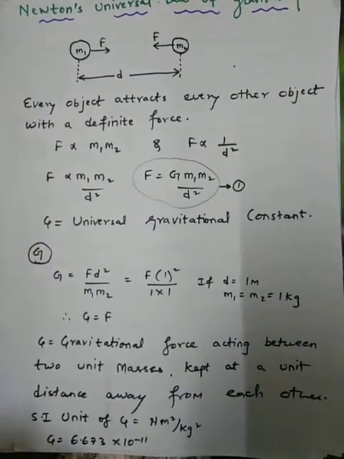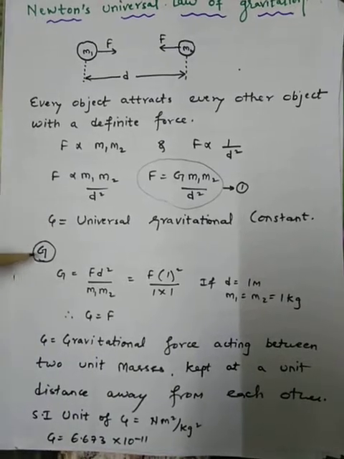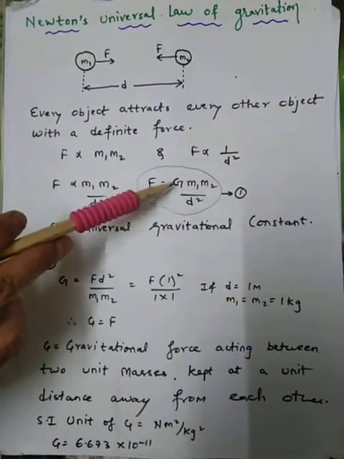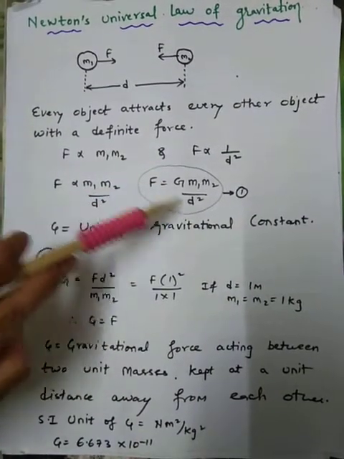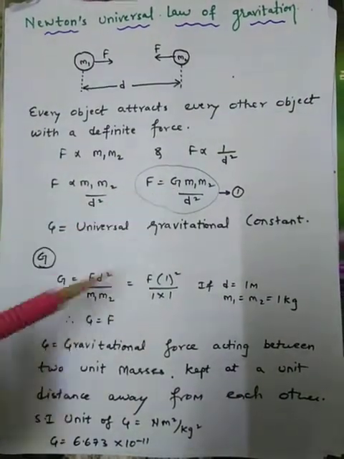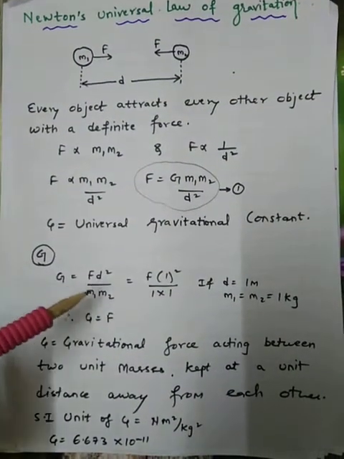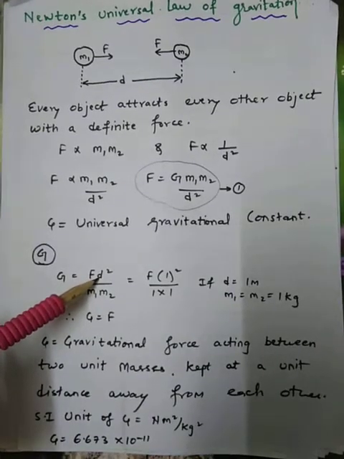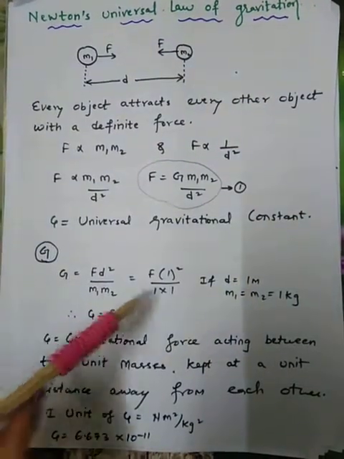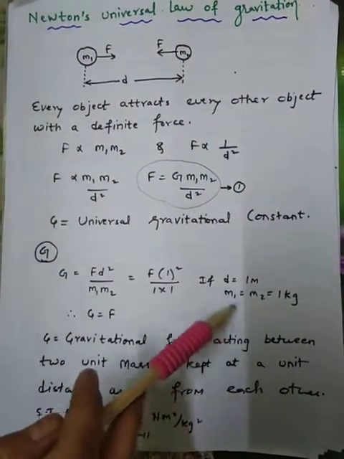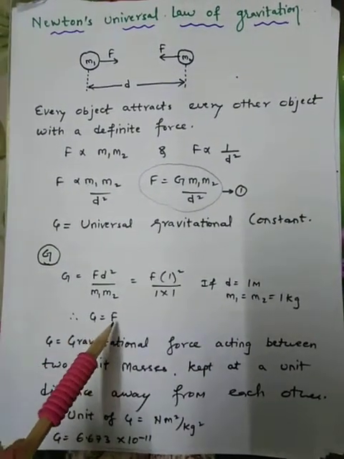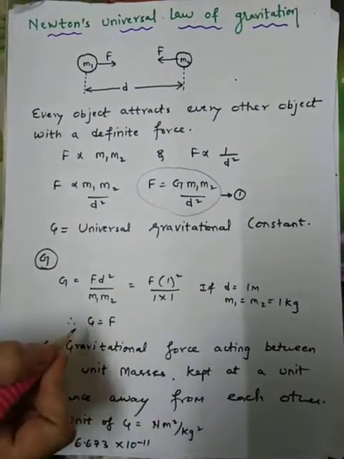Now more about this capital G, which is called universal constant of gravitation. From this equation 1 I will get G is equal to F d square, d square I am taking here, and m1 and m2 will come down. So this equation on rearrangement will change to this. Now if suppose I take distance between the two bodies d as 1 meter, and let m1 and m2 both are equal and equal to 1 kg, means these are called unit masses, then we will be left with G is equal to F. So that I get the definition of G from this.